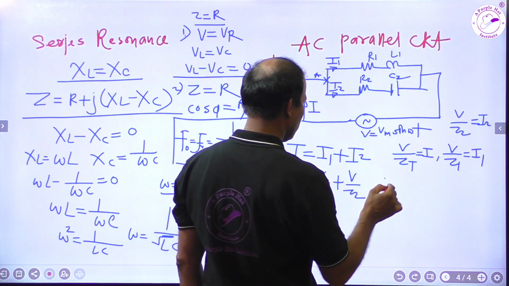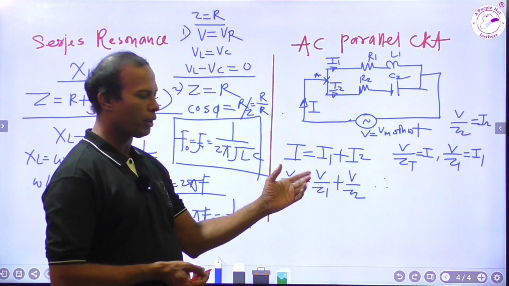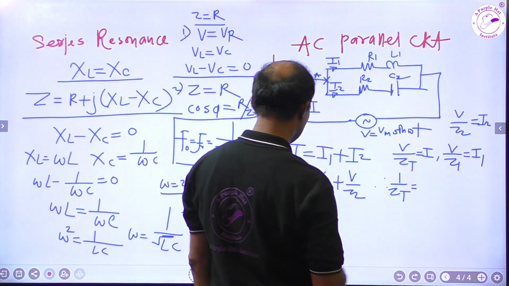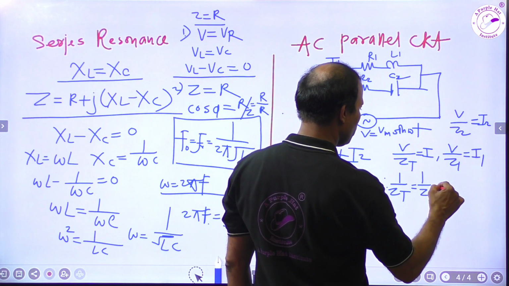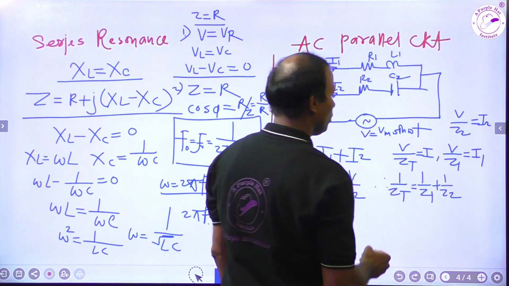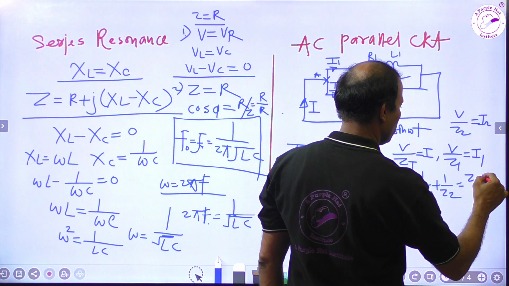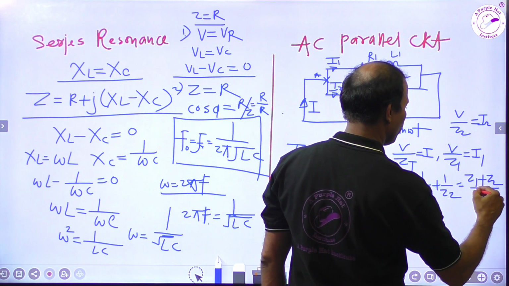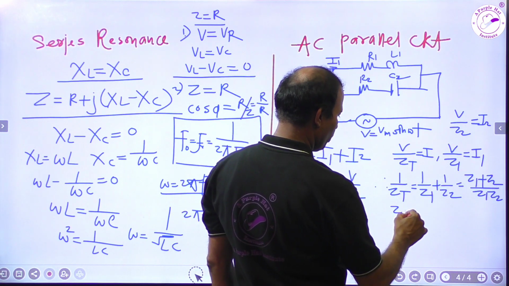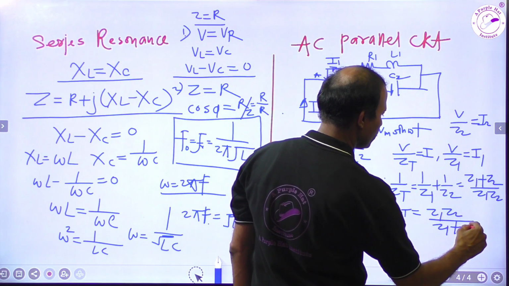Now in this case all the voltages cancel. This is voltage V; if you take V common, this voltage can cancel. So 1/Z(t) = 1/Z1 + 1/Z2, and hence it can be solved as (Z1 + Z2)/(Z1 Z2). Now taking the inverse, Z(t) = Z1 Z2/(Z1 + Z2).